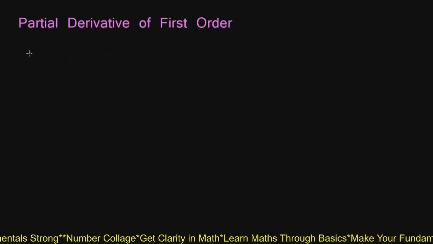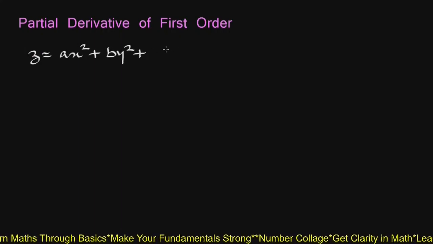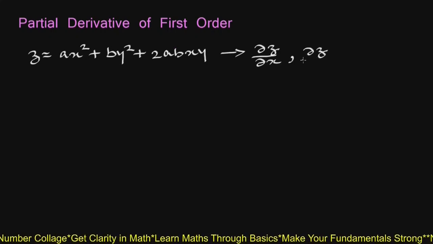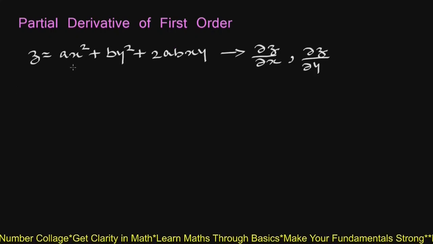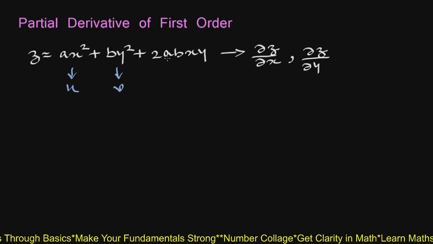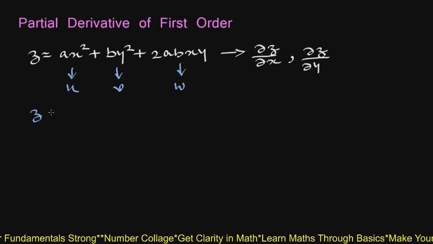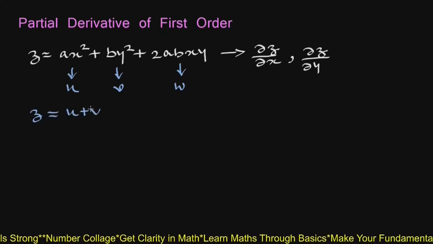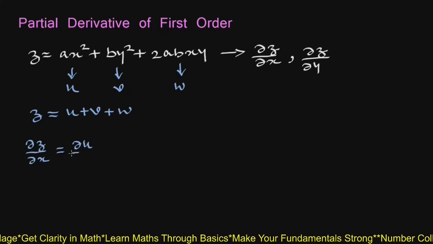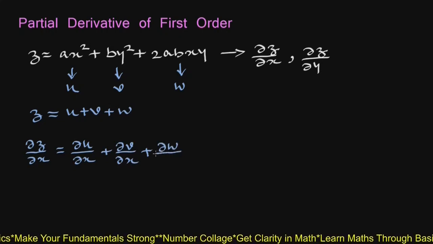If z equals ax² plus by² plus 2abxy, we have to find ∂z/∂x and ∂z/∂y. First, let us name ax² as u, by² as v, and 2abxy as w. So we have z equals u plus v plus w. Now ∂z/∂x will be ∂u/∂x plus ∂v/∂x plus ∂w/∂x.